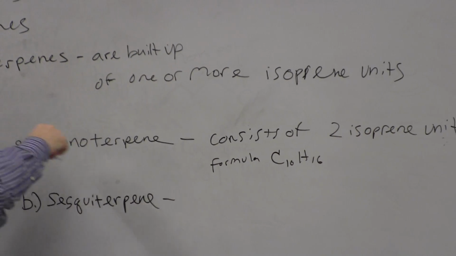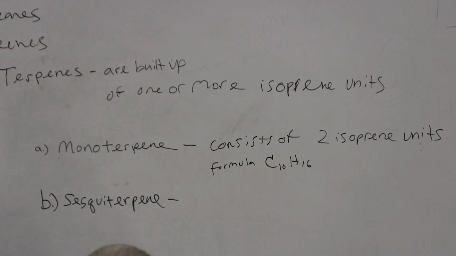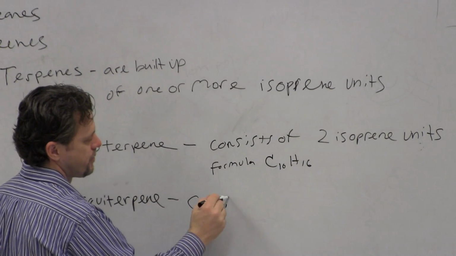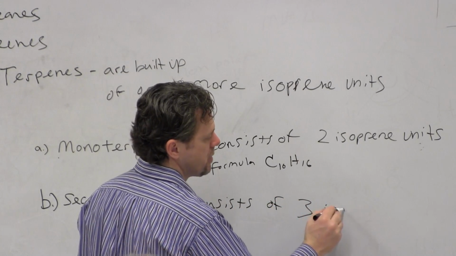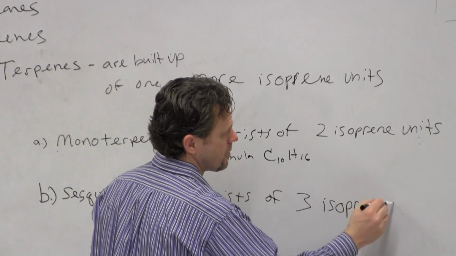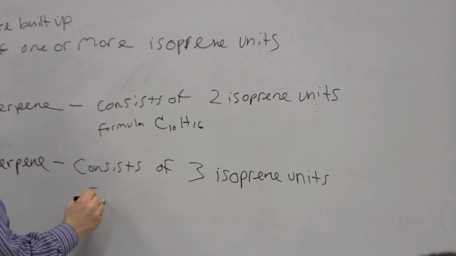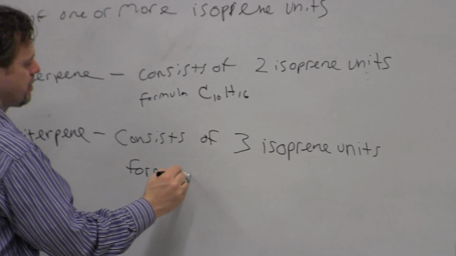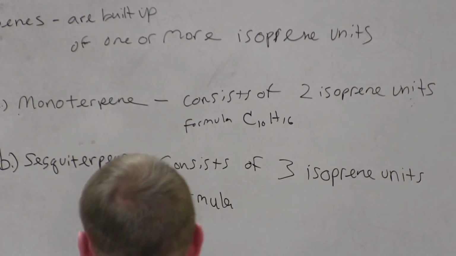And from monoterpenes is where most of your other types of components come from, your other oxygenated monoterpenes and sesquiterpenes as well. So a sesquiterpene consists of 3 isoprene units. So the formula for all sesquiterpenes would be what? Yeah, C15H24.